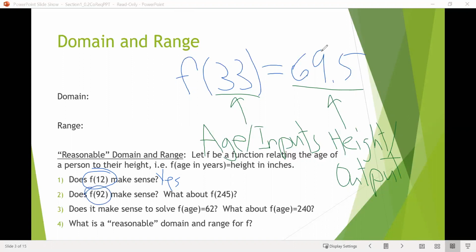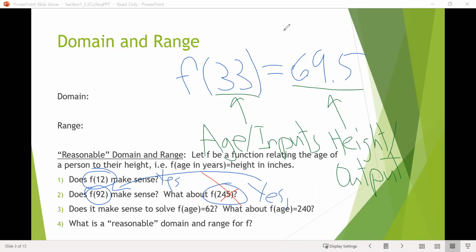Does f of 92 make sense? So does it make sense to input 92? Well, that's a little less common, but I think yes, there are people that are the age of 92, right? So we could input 92 and output the height of a 92-year-old. What about f of 245? Does that make sense? Hopefully you are shaking your head right now. So f of 245 does not make sense, right? Because there are not people, as far as we know, in the world who are 245 years old. So that one would not make sense as an input to the function.